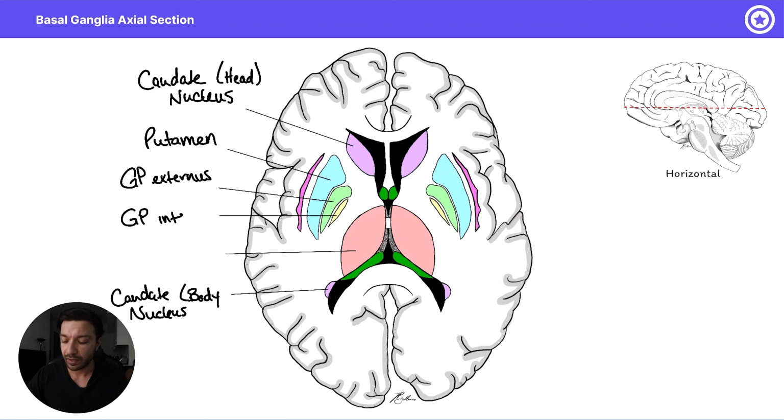And then again, we have our lateral ventricles right here, and towards the midline, we're going to have our third ventricle right in here. And what do we know that makes up the lateral walls of our third ventricle? Well, that's going to be our thalamus, or our thalami. So our two thalami on either side of the third ventricle.